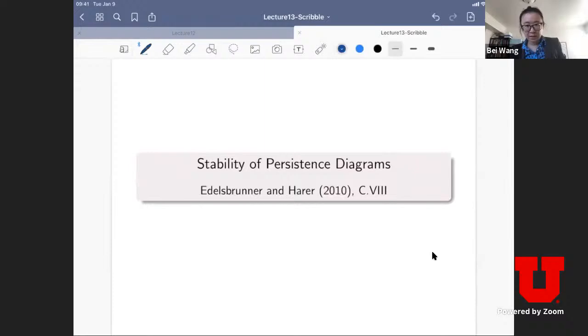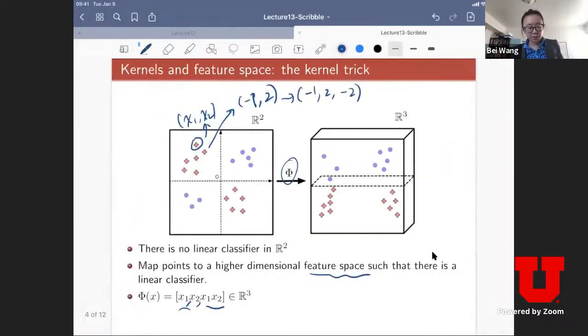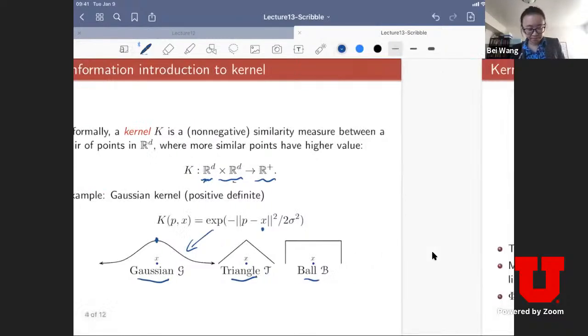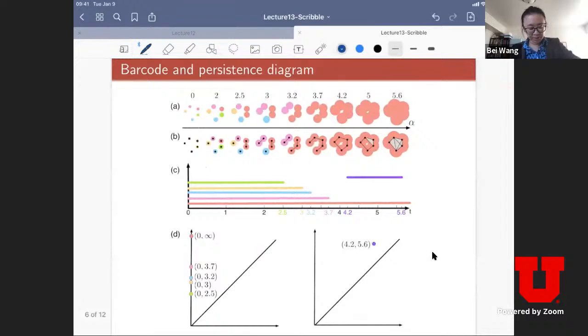If I want to give you a taste of it, remember kernel is comparing the similarity between two points. If I replace the points by persistent diagram, the kernel is measuring similarities between persistent diagram, okay? But in order to talk about similarity between persistent diagram, let me first talk about distances between persistent diagram, okay? So that's what persistent diagram.